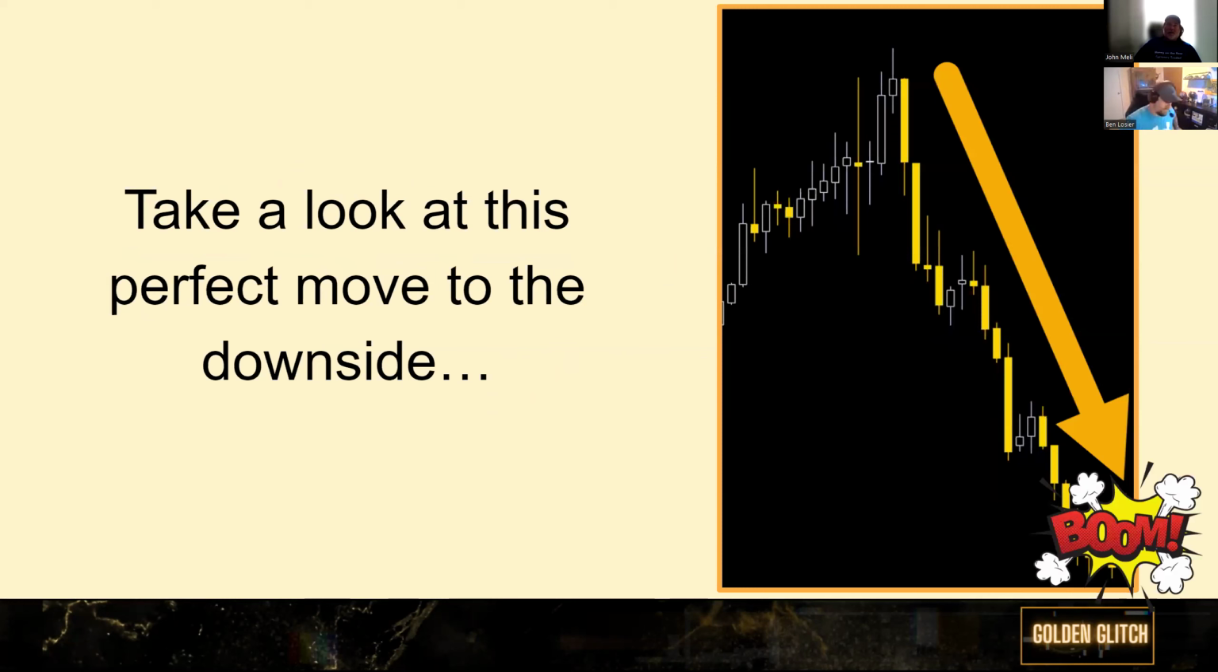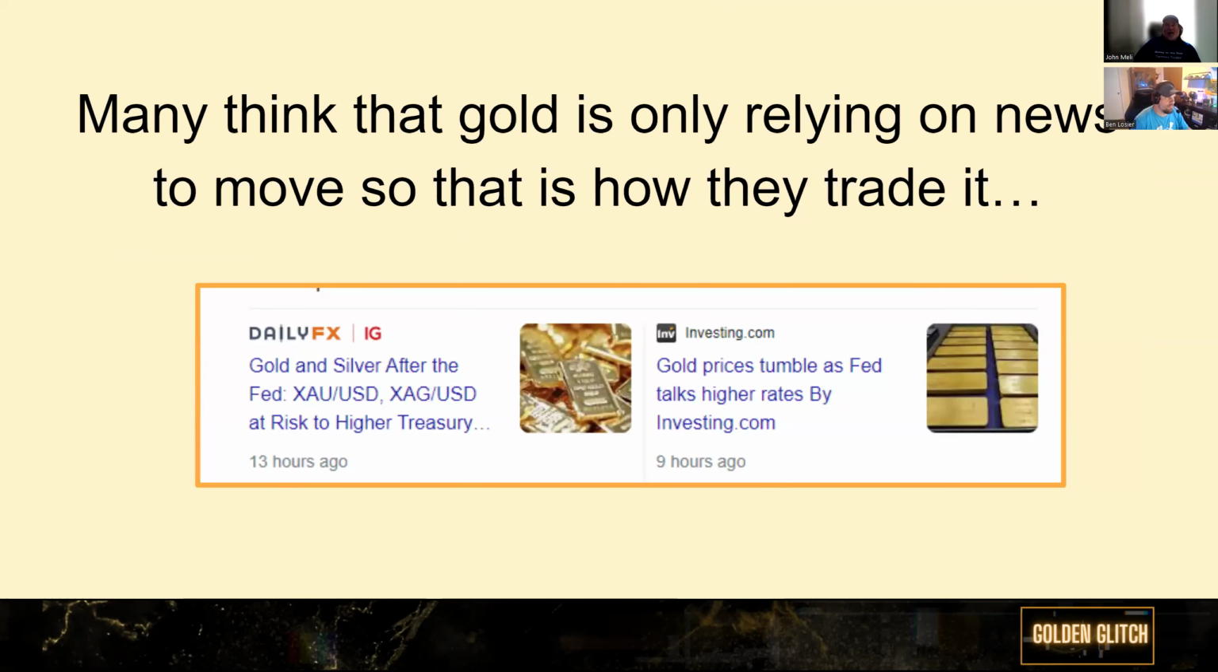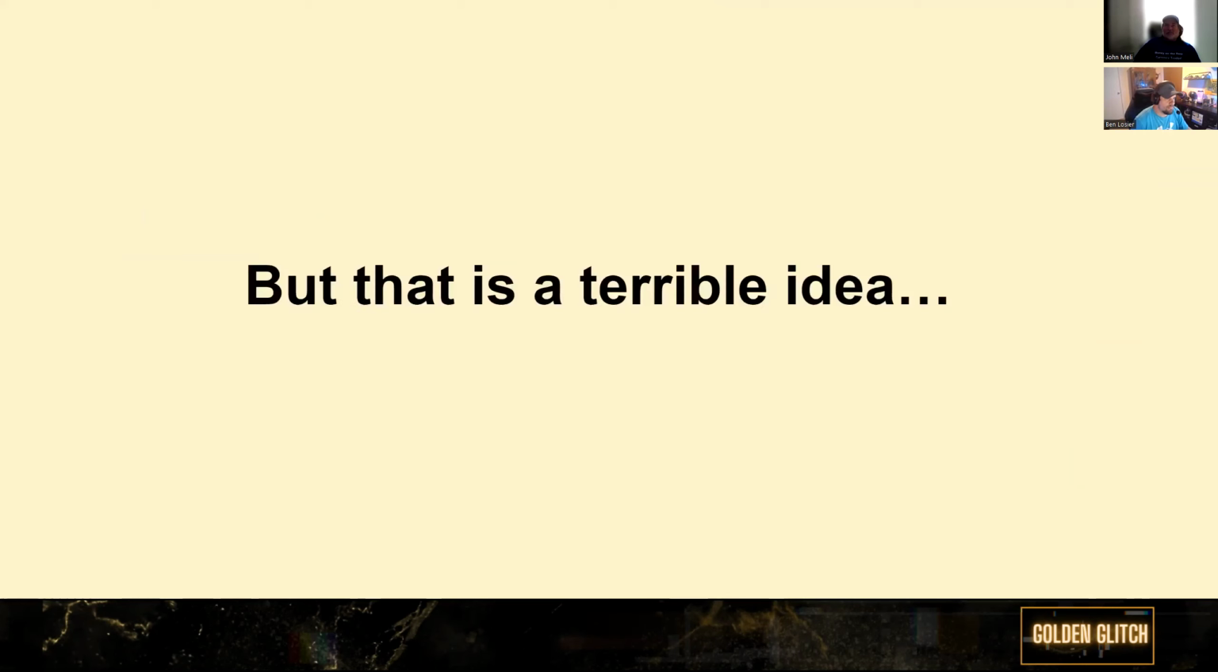All right, good. So take a look at this perfect move in the downside. Nice move. This was a strong, powerful move that happened several times per day. Many think that gold is only relying on news to move it, so that you have to trade it that way. No. But that is a terrible idea.